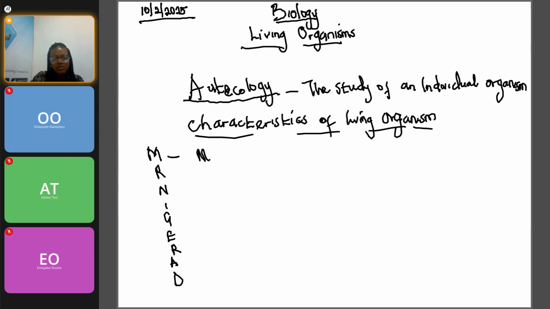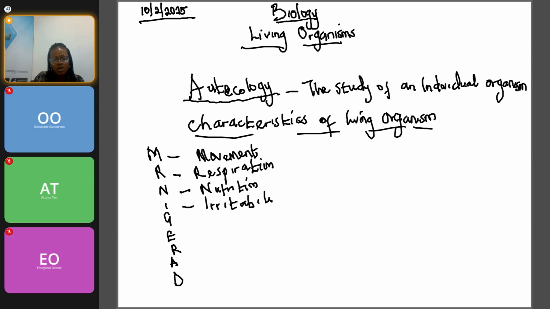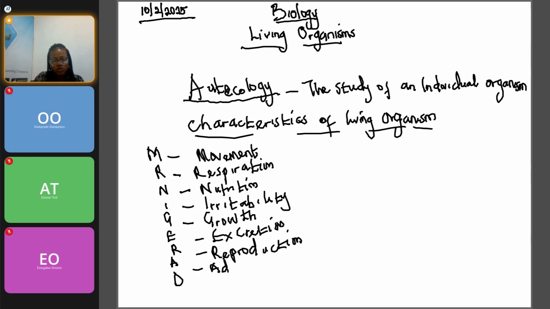Whereby M stands for movement, R stands for respiration, N stands for nutrition, I stands for irritability, G stands for growth, E for excretion, R for reproduction, A for adaptation, and D for death.